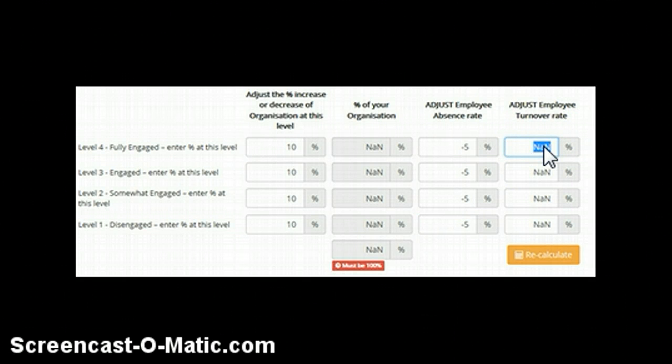So we're going to help you change that, and we're going to adjust the turnover rate. We're going to reduce this turnover rate. Again, we're going to look at reducing this by 5% across all levels of business. Okay, and by putting these simple measurements in place, we make a calculation.